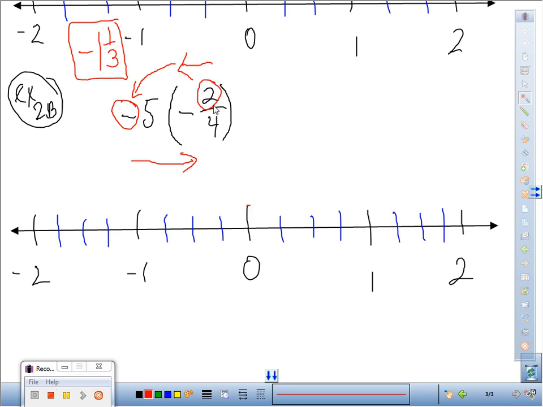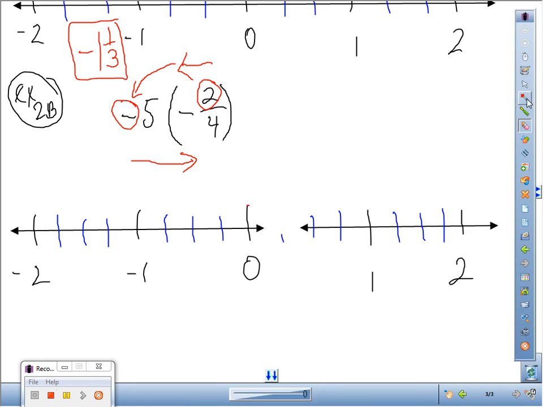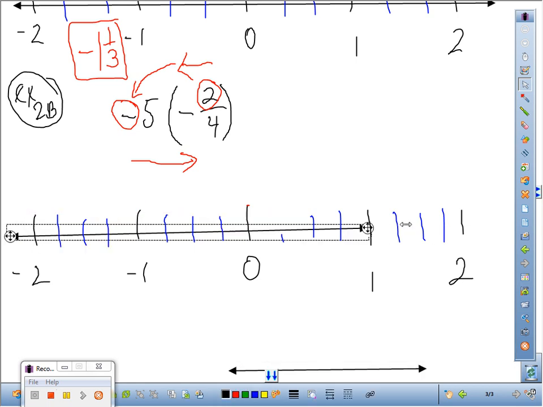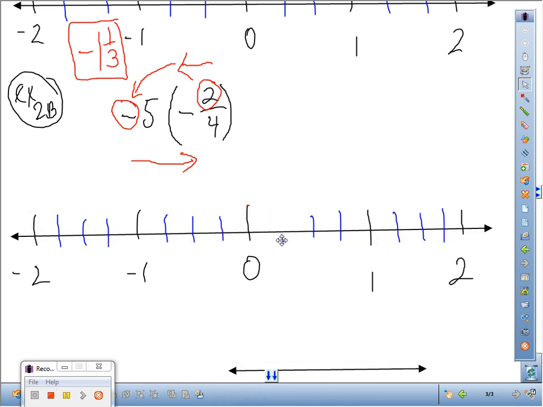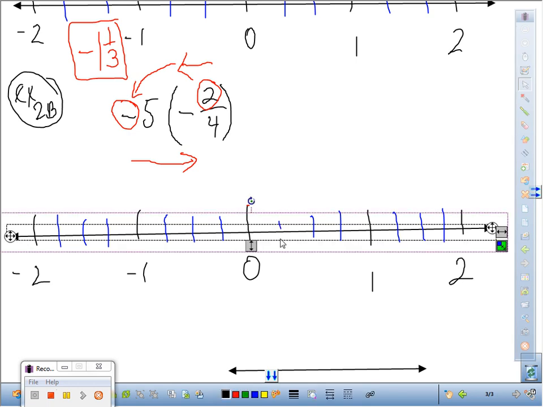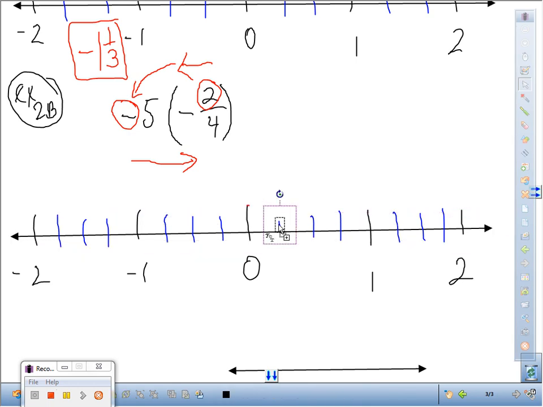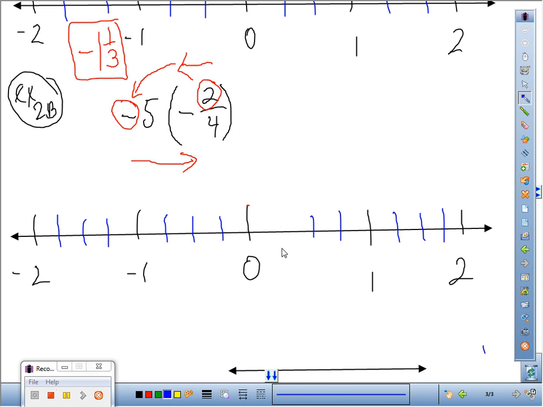So we're going to start at 0, and we're going how many fourths? 2/4. Hold on. I'm going to jump to 2/4. Oh, sorry. Get that out of the way. Sorry. Here we go. Our first jump is to 2/4. 2/4 is right there. This is 2/4.